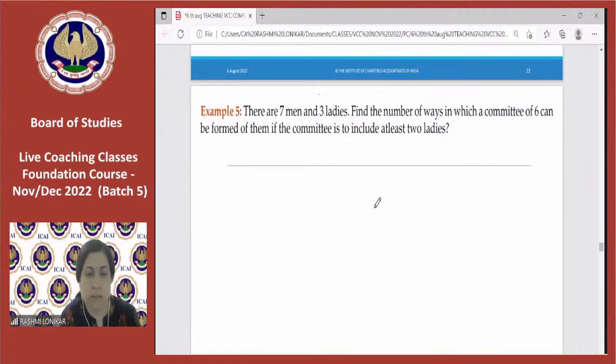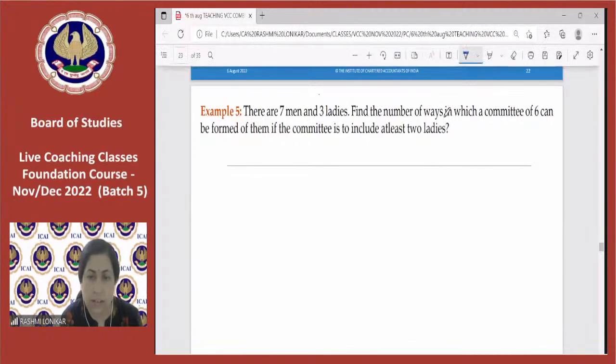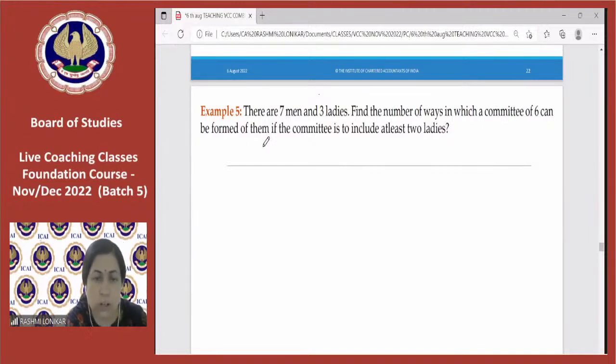Now there are 7 men and 3 ladies. Find the number of ways in which a committee of 6 can be formed of them if the committee is to include at least 2 ladies. Okay. So at least 2 ladies means what? How many ladies are there? 3. So I can have 2 ladies or 3 ladies. Okay. See, I'm using the word or. So first I will find for 2 ladies. Then I will find for 3 ladies and I will add them because I've used the word or. Okay. You remember the multiplication and addition rule?